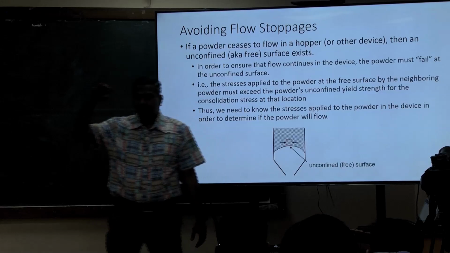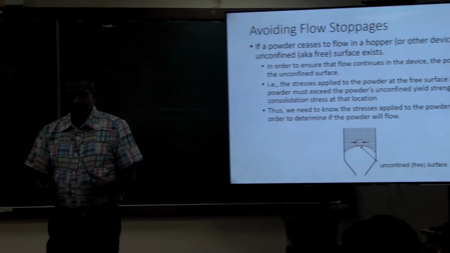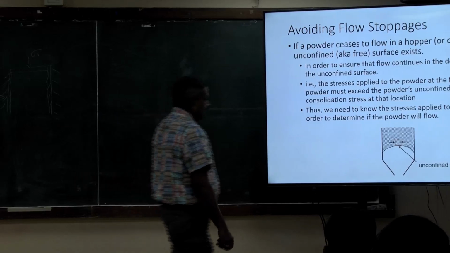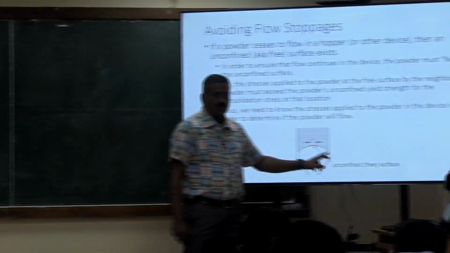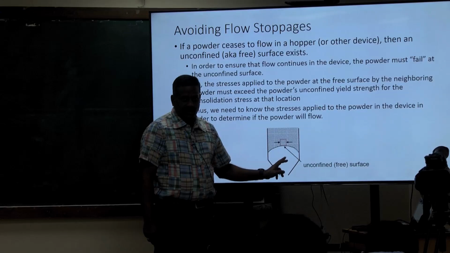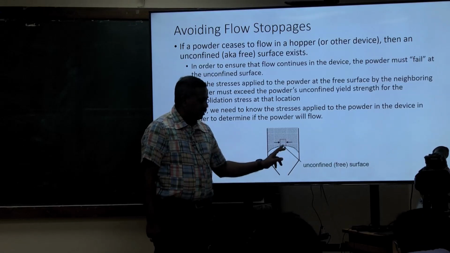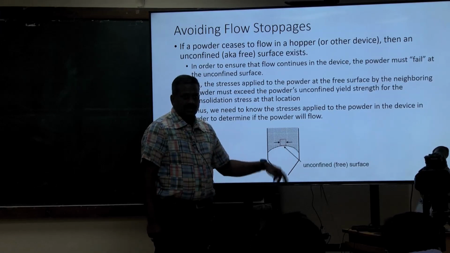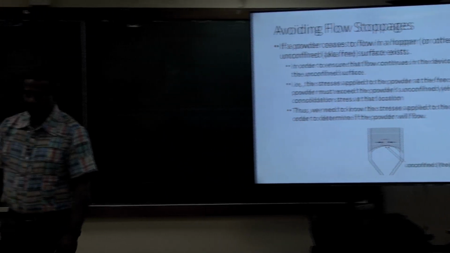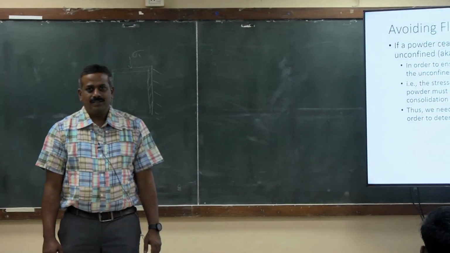So at different levels of the bin, what will be the stresses acting on the powder, and what will be the appropriate angle at which there is no unconfined strength building on the powders. Okay. So that if you change this, the unconfined yield strength will change and the powder will be flowing freely. Okay. Is that clear? Any questions?